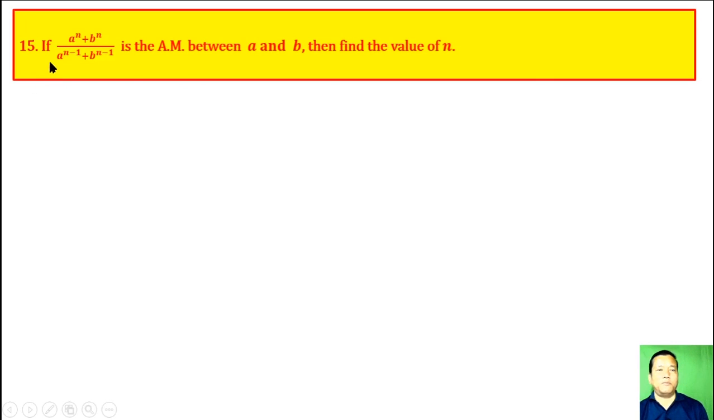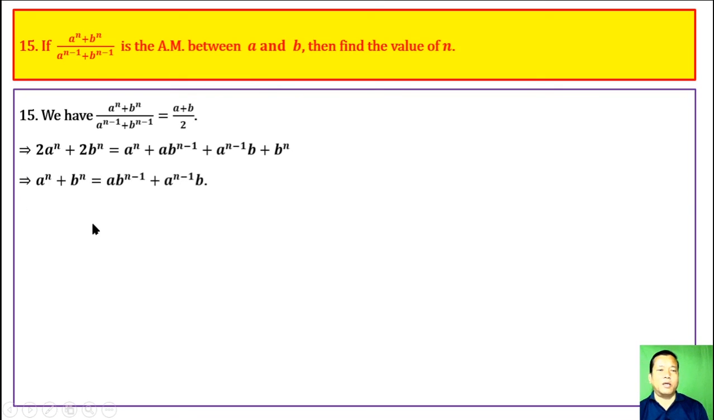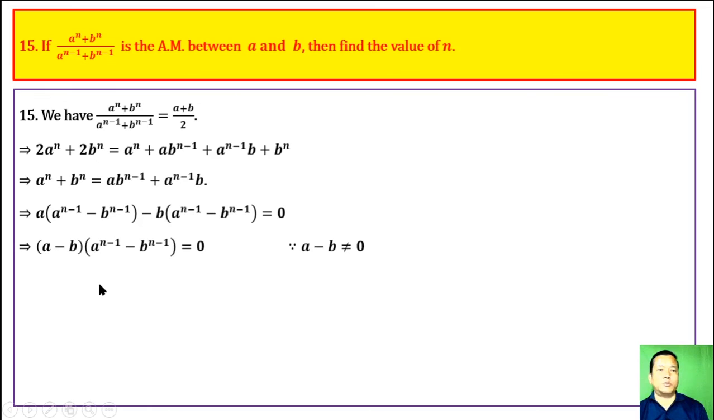Question number 15. If this expression is the AM between a and b, then find the value of n. We have this expression as the AM between a and b, therefore the AM between a and b is given by (a + b)/2. Cross multiply, transfer and factorize, we get this.